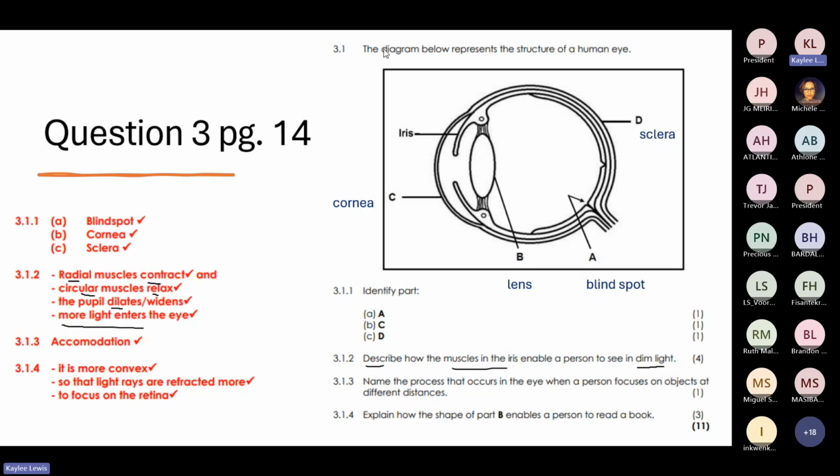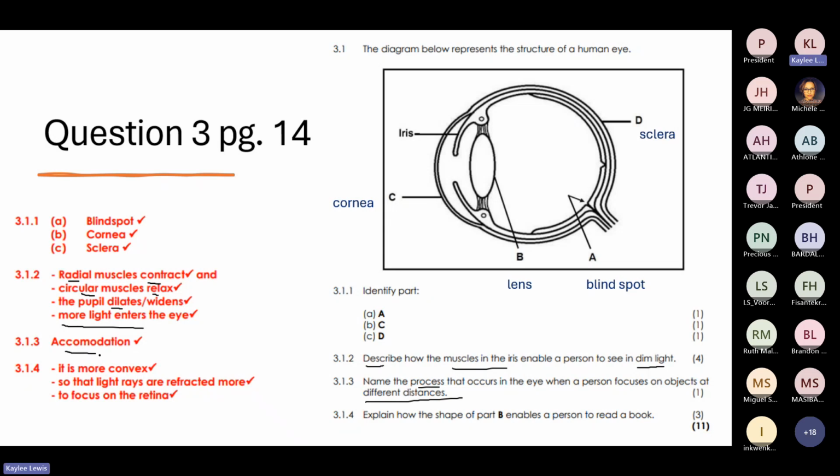All right, then if we look at the next one: name the process that occurs in the eye when a person focuses on objects at different distances. So this has to do with us seeing near and then far. And what is that process called? Remember, we have 2 processes in the eye you have to know, pupillary mechanism and accommodation. This has to do with distances, so it is accommodation.